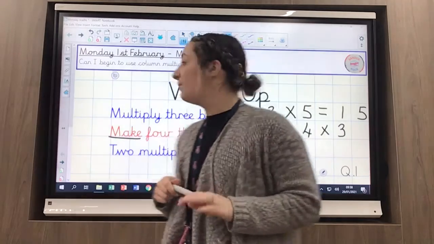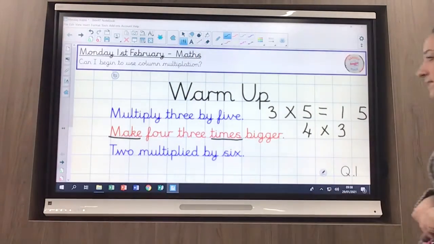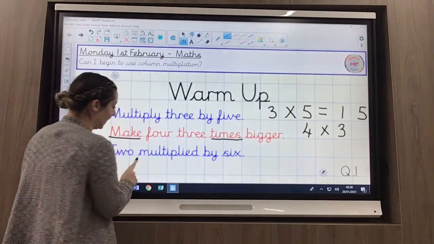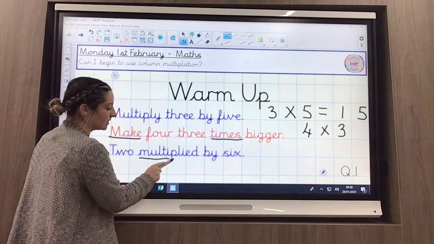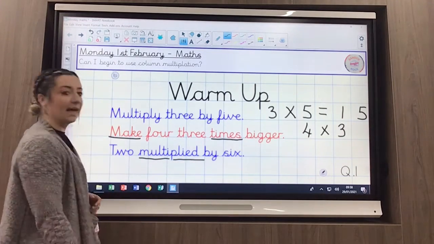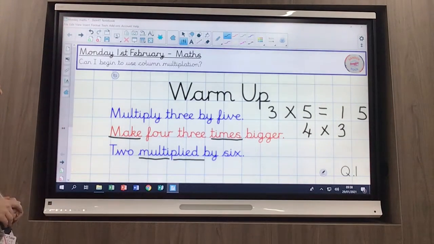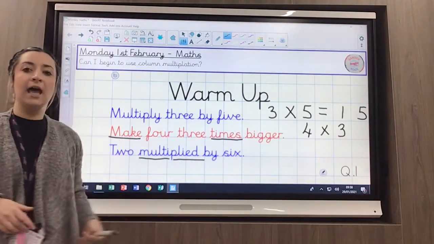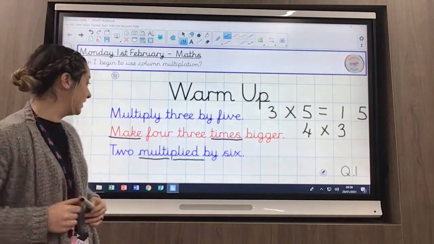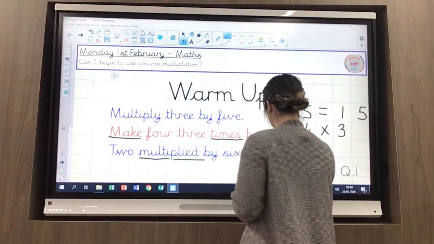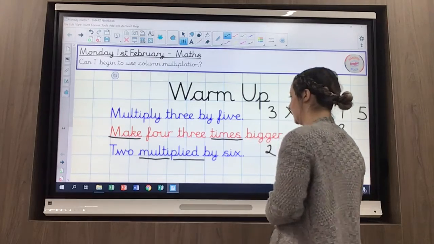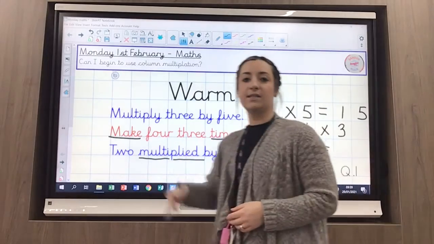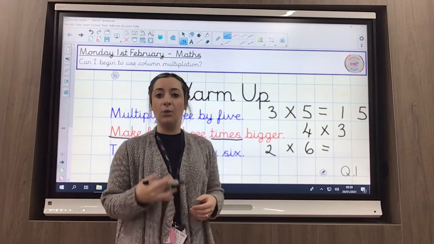Okay, so moving on to our final number sentence here. So it says 2 multiplied, I'm going to underline that because that was part of our vocabulary last Friday, by 6. So the two numbers that I can see are 2 and 6, and I need to multiply them together. So I could do 2 multiplied by 6. So it's 2 lots of 6. 1 times 6 is 6. And what is 2 times 6?